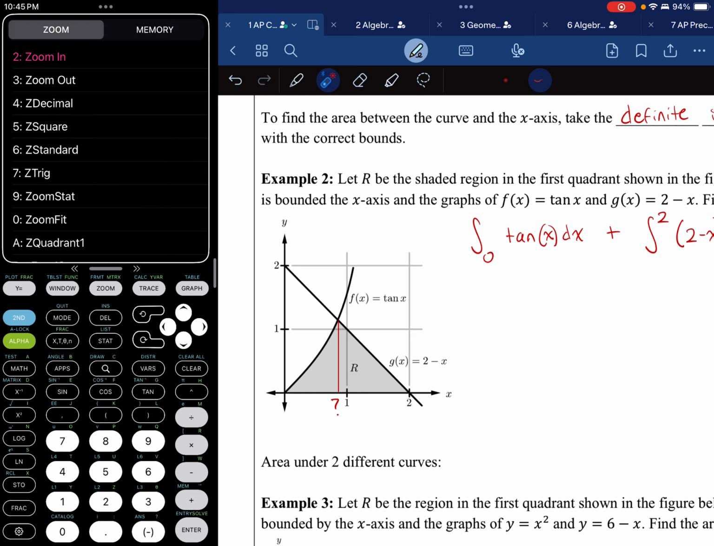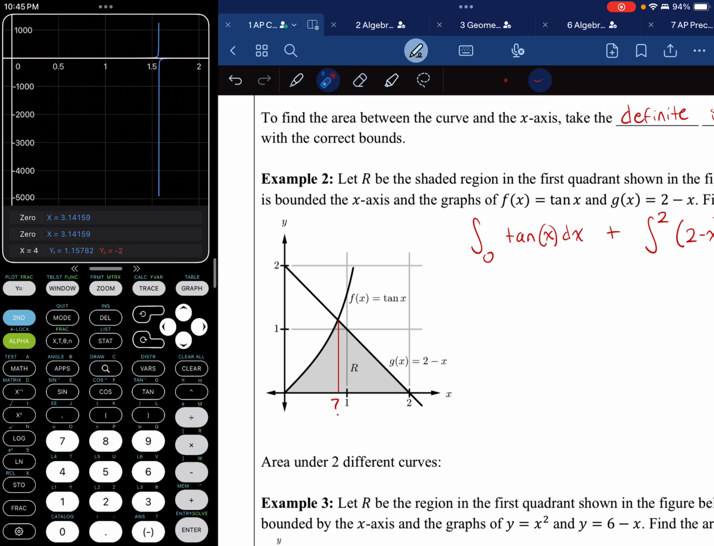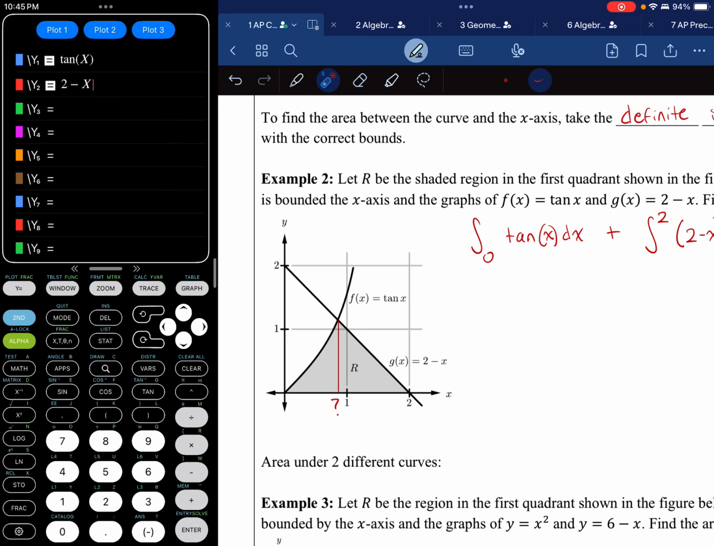I'm going to hit zoom 0. And that did not work. Did I type in something wrong? Tangent of x. Oh, I see. Tangent of x is going to repeat after pi over 2, which is right here. It's going to go to infinity. So maybe that's a bad idea.